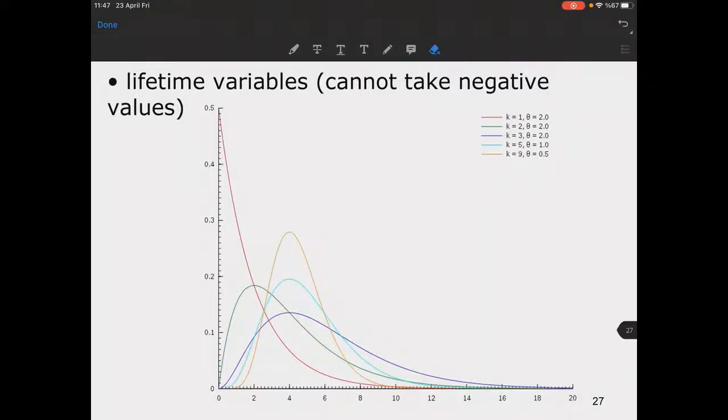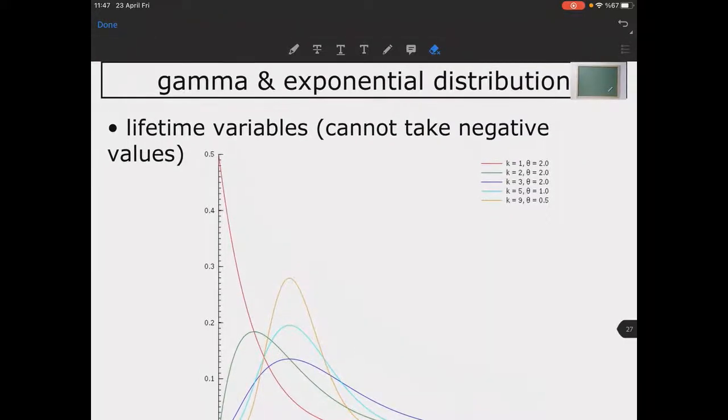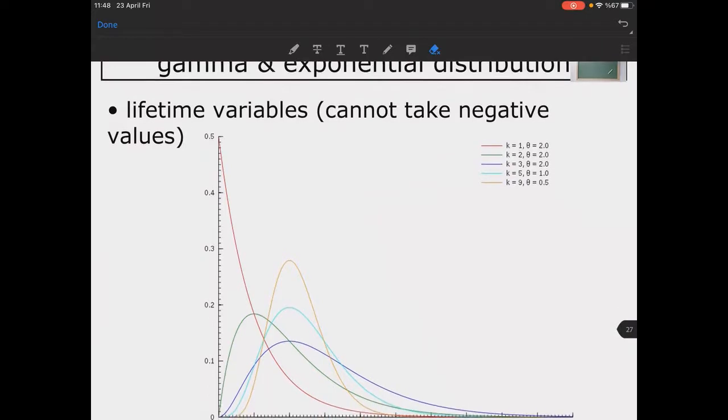In this session, we will continue continuous distributions with gamma and exponential distributions. They're usually used for lifetime variables where the variable cannot take negative values, like the lifetime of something. It cannot take a negative value. And those distributions have two parameters.